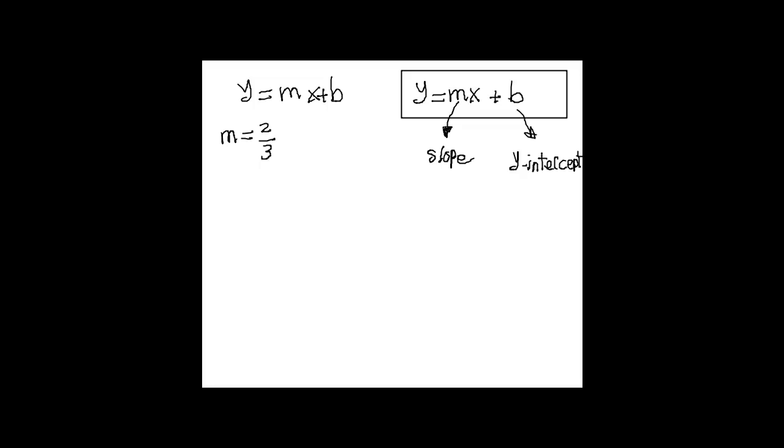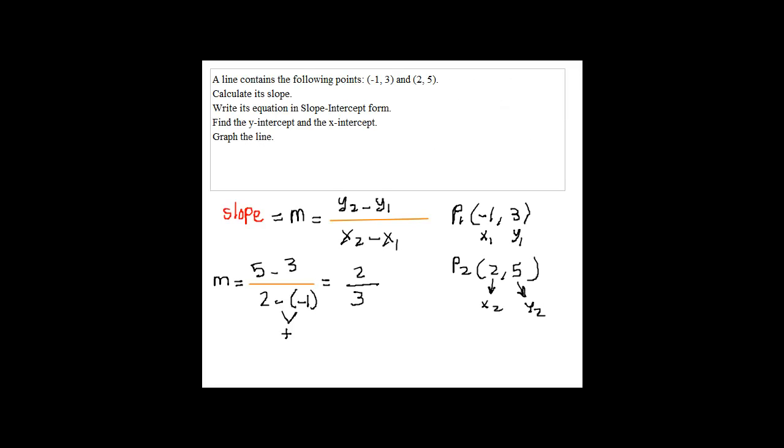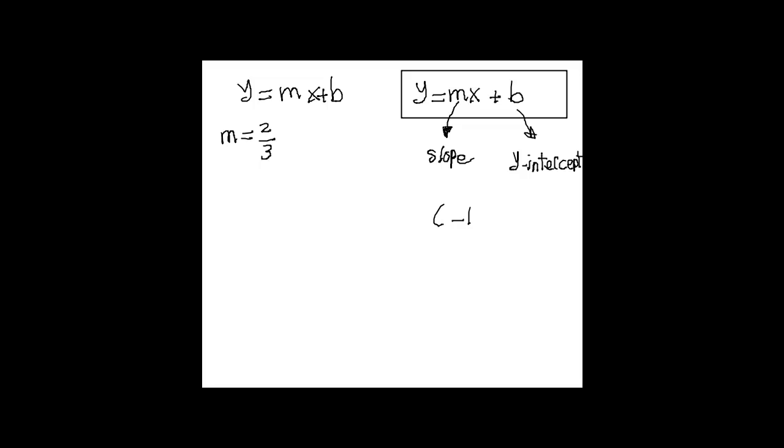In order to solve for b, I have to use one of these given points. I can pick either of them. Let's pick the first point, -1 and 3. Remember, we labeled this point as point 1 last time to find the slope, but this time I'm going to label it as point P. If I call it point P, this would be x, this would be y. So I can label my points whatever I want. If I call it P1, the first number corresponds to x1, the second number corresponds to y1, and so forth.